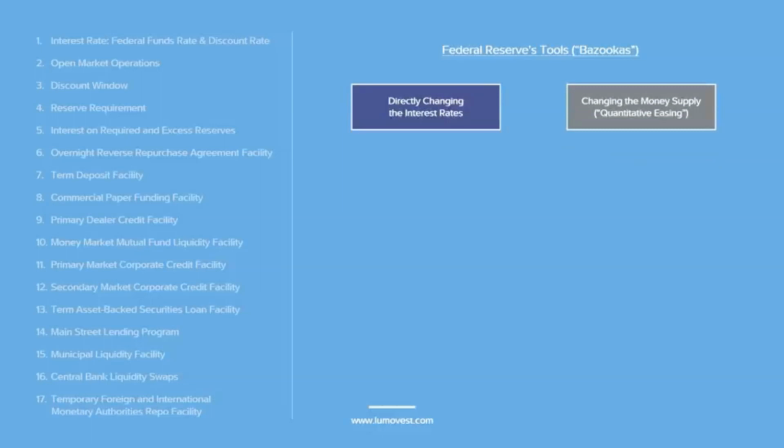Now, there are hundreds of different interest rates. Every bank and every type of debt will have different interest rates. So what interest rate exactly is the Fed changing? It changes two interest rates: the federal funds rate, or FFR for short, and the discount rate. The federal funds rate is the interest rate that banks pay to borrow money from other banks. The discount rate is the interest rate that banks pay to borrow money from the Federal Reserve.